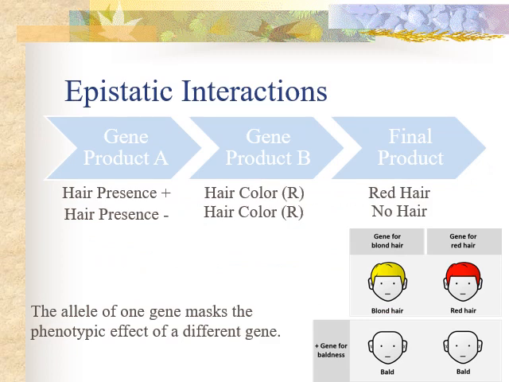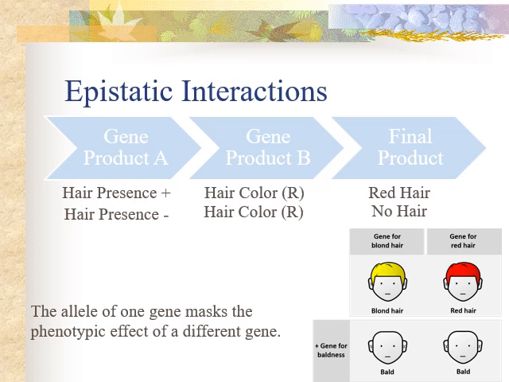We're also going to talk about epistasis. Epistasis is where the allele of one gene masks the phenotype of a different gene. For example, hair color, right? In this one, you could have red hair color or blonde hair color. You might have one gene that's responsible for either of those. Now, hair color is polygenic, so this is simplifying it a lot.